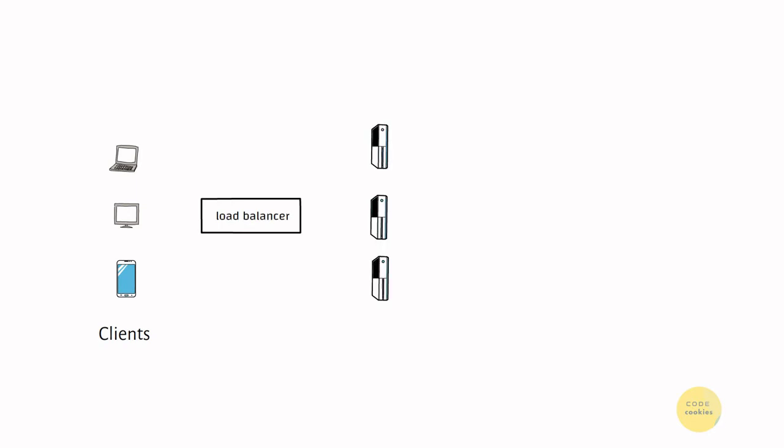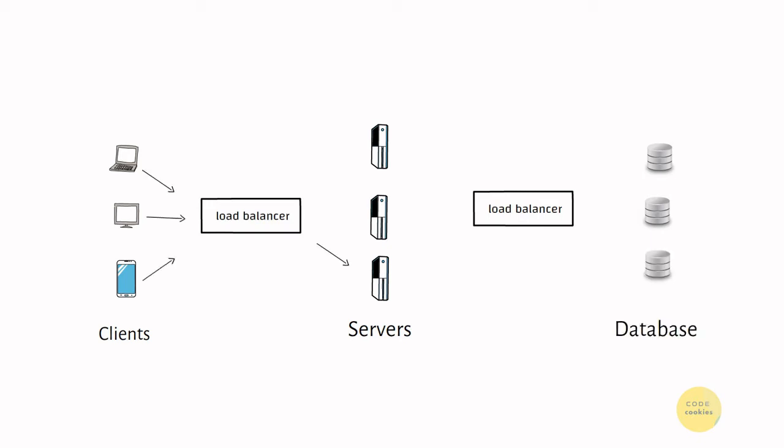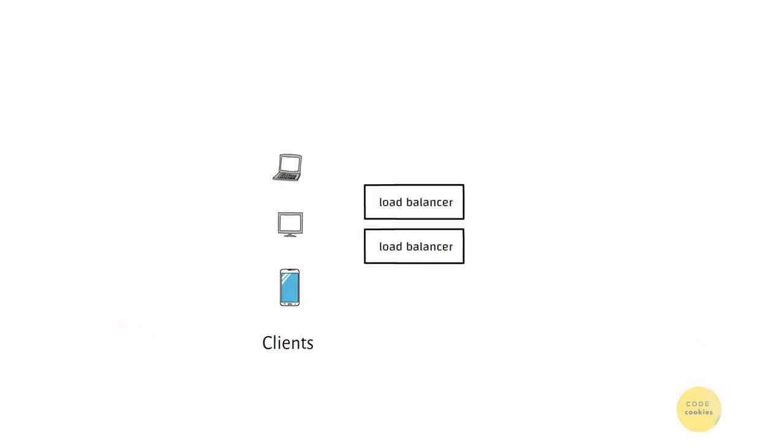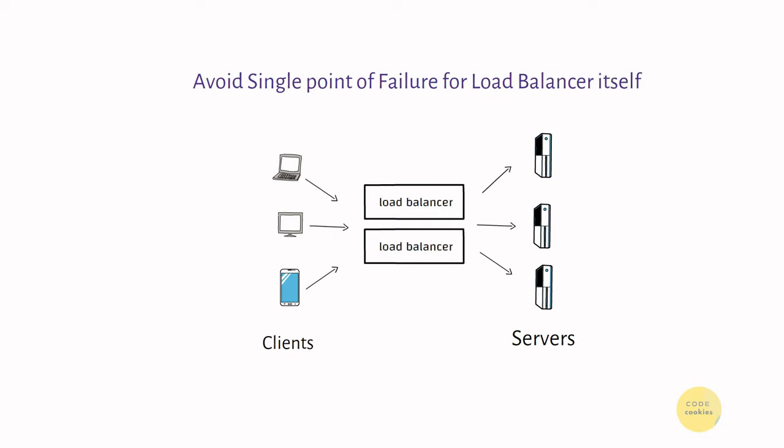Load balancers are not just configured at the start of the system, but can also be used in internal parts of the system, like to distribute data to database servers, message queues, internal app servers, or any other internal components. And the load balancer itself should not become a single point of failure. So multiple load balancers should be configured which can act as a backup in case of failure.